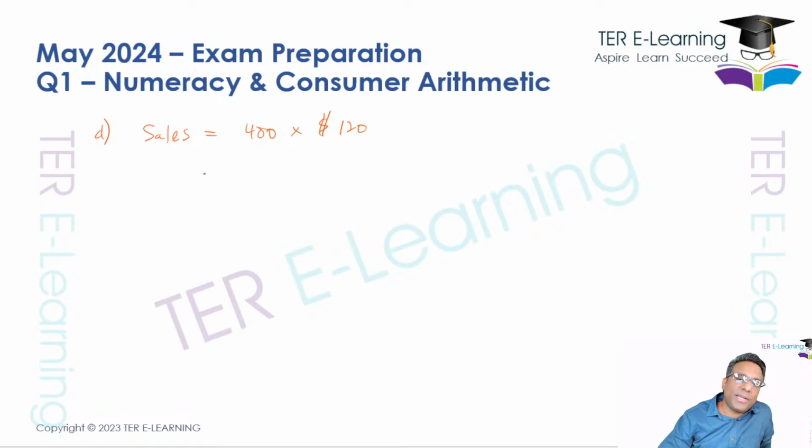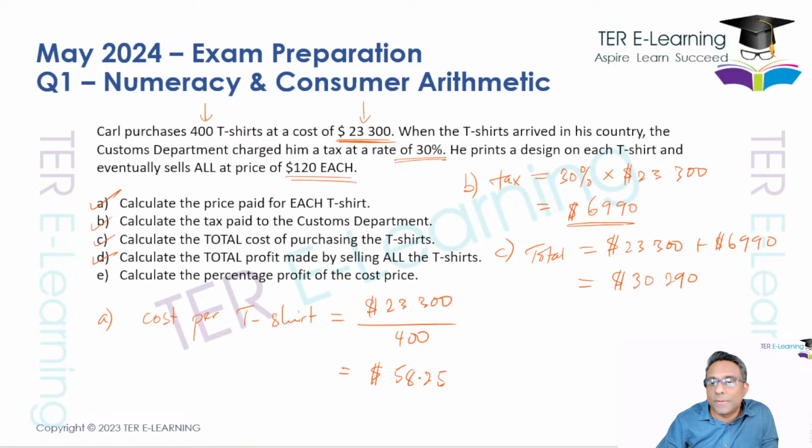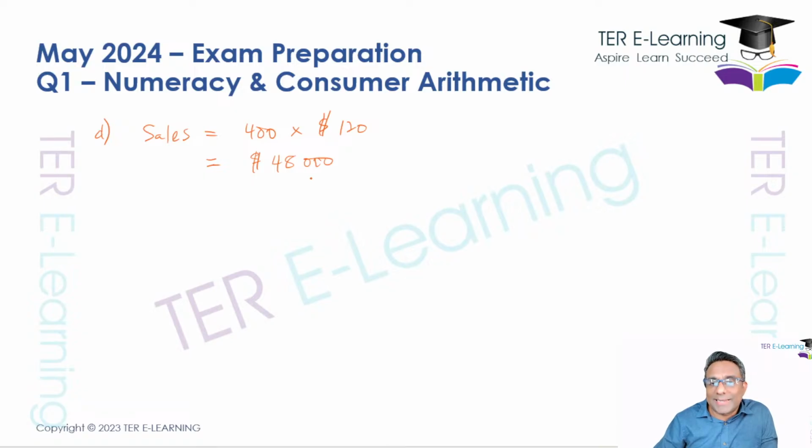So if you work this out, that's going to be 400 multiplied by 120, and we're going to get $48,000. Let's check something here, hold on. Right, yeah. So this is the amount of money that he's collecting when he sells all the t-shirts. If each one costs 120 and he has 400 to sell, that's the amount that he's going to collect.